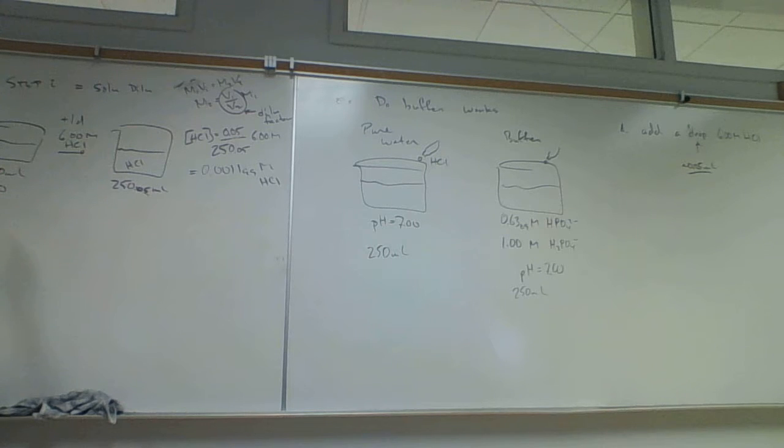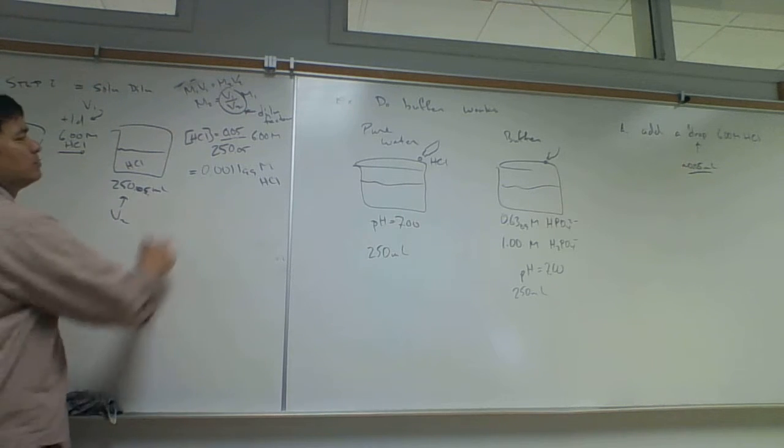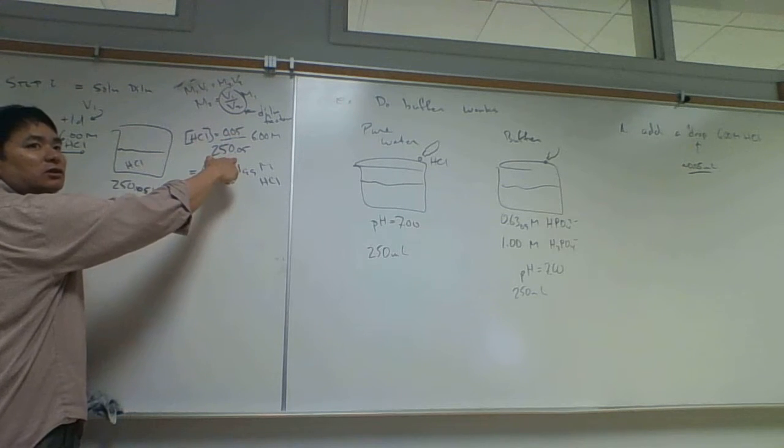Where did that come from? This is V1. Actually, this is V1 here. This is V2. V1 is 1 drop, so V1 is 0.05, and V2 is the new volume afterwards.